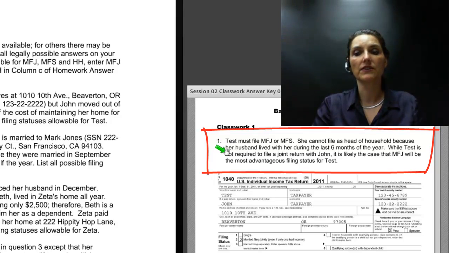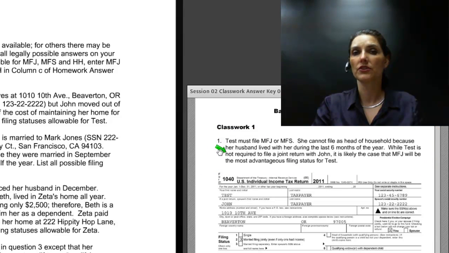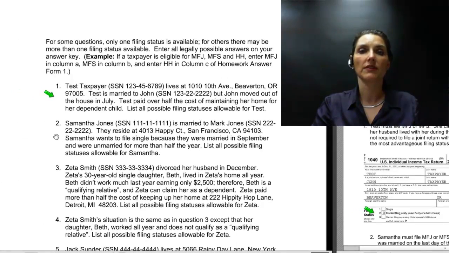She cannot file as head of household because her husband lived with her during the last 6 months of the year. While Test is not required to file a joint return with John, it is likely the case that married filing joint is the most advantageous filing status for Test. So we fill out the header of Form 1040 accordingly. Test is the taxpayer, John is the spouse, and the filing status is married filing a joint return. Let's do one more together, and then you can push pause and do the rest on your own.